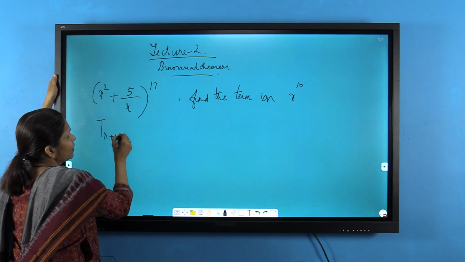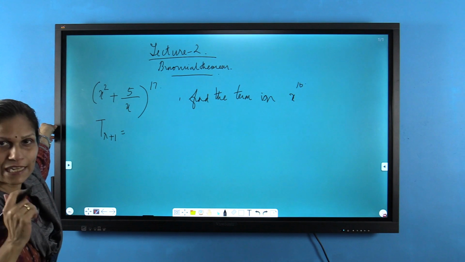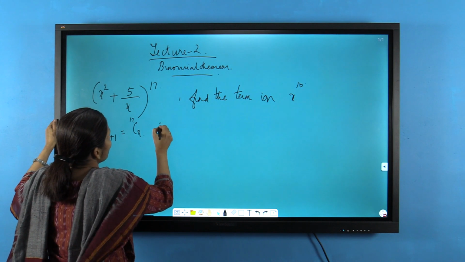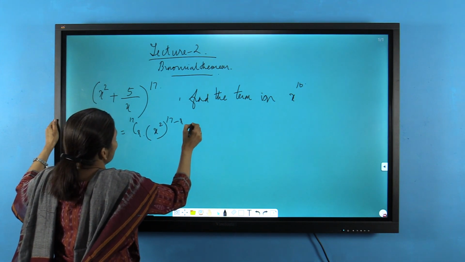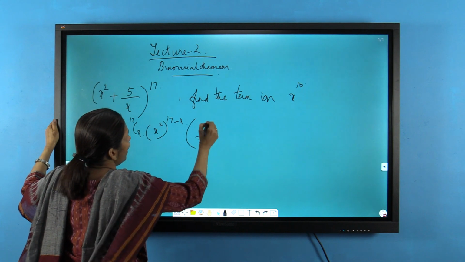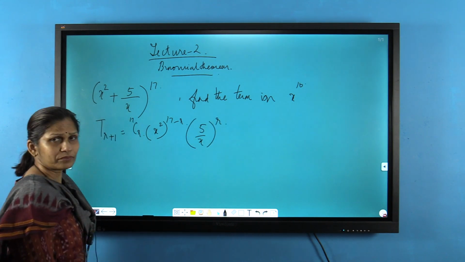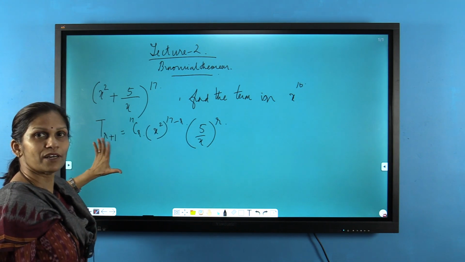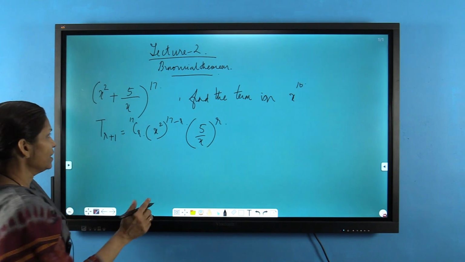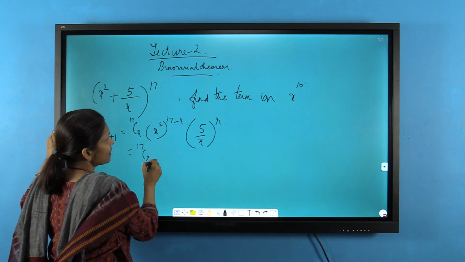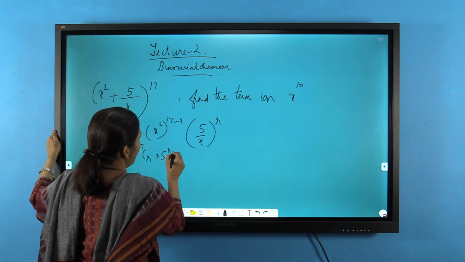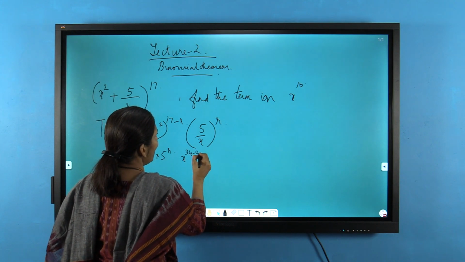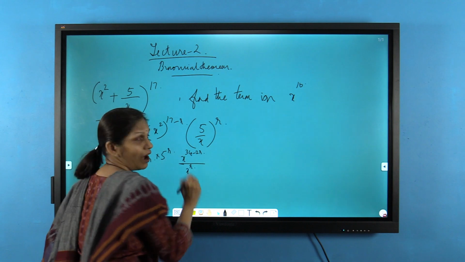Suppose the r plus 1th term is the term in x raised to 10. What is the general r plus 1th term? It is 17cr (x squared) raised to 17 minus r into (5 by x) the whole raised to r. Now, in these kinds of questions, what you do is write the terms without x first and then with x separate. So, what are they? It is 17cr into 5 raised to r. What are the terms in x? Isn't it x raised to 34 minus 2r divided by x raised to r?